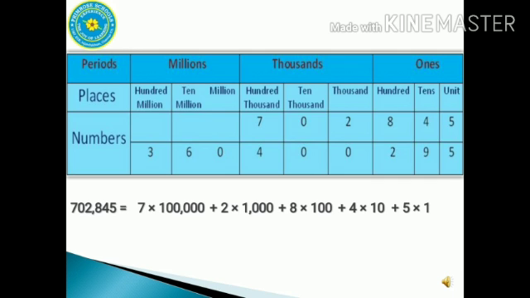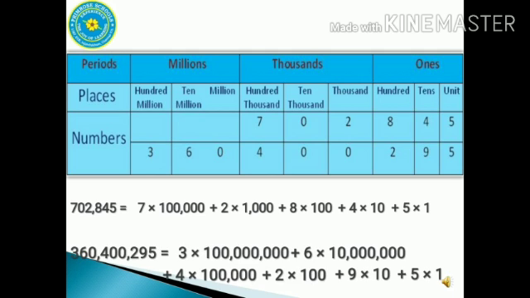The first number 702,845 is expanded as 7 into 100,000, 2 into 1000, 8 into 100, 4 into 10 and 5 into 1. The next number is 360,400,295 and it is expanded as 3 into 100 million, 6 into 10 million, 4 into 100,000, 2 into 100, 9 into 10, 5 into 1.